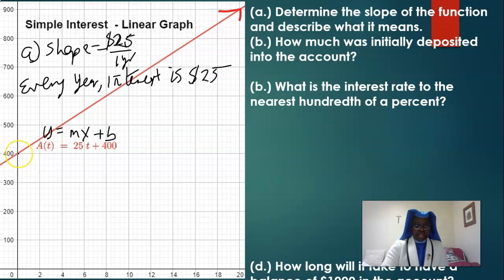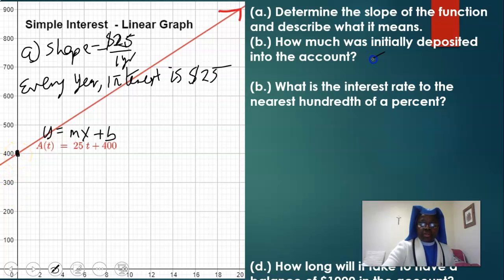And then how much was initially deposited? To find the initial amount, we look at the graph when time is 0. When it started, it's 400. So it's 400. We can also look at the equation. It's shown, that's the y-intercept, 400.